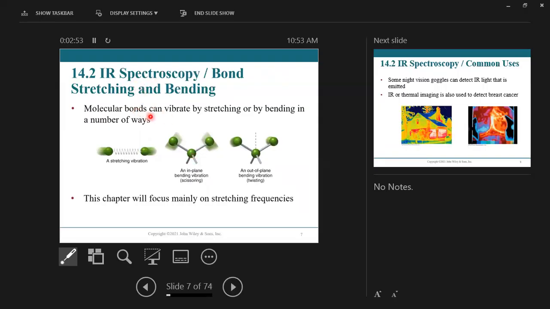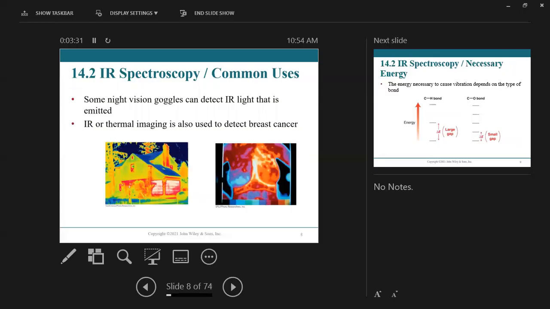In an IR spectrum, molecular bonds can vibrate by stretching or by bending in a number of ways. We can see the stretching right here. We see the bending, the vibration, the scissoring, and you can have a twisting. So if this one's coming this way, this one's going back into it. And these are scissoring, so they're both coming in the same direction. You can see the stretching right here. And it gives you some practical examples such as night vision or the ability to detect breast cancer.